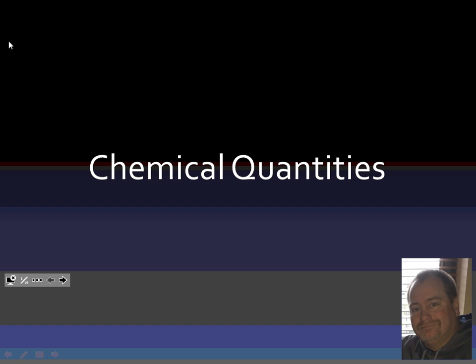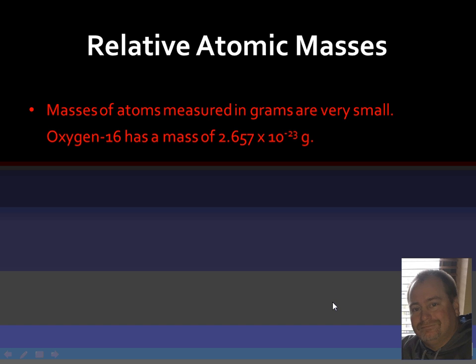To start today our discussion on chemical quantities, you're probably going to want to take out your periodic tables. We're going to be using them throughout the day today. But we're starting out with the relative atomic masses of an element.